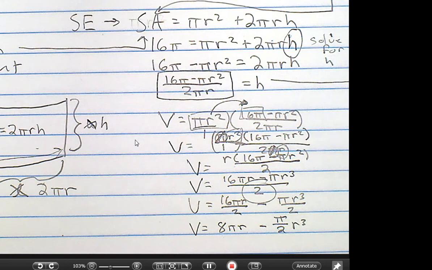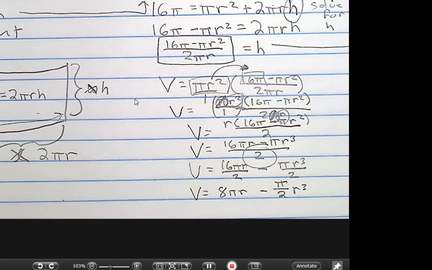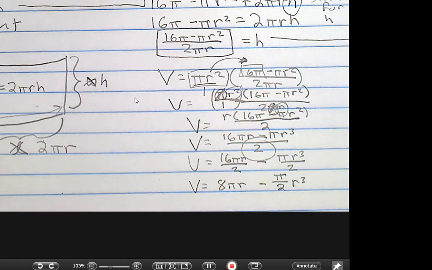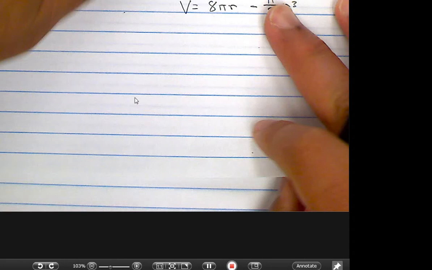Oh, I'm almost out of room. Oh no. Almost out of room?